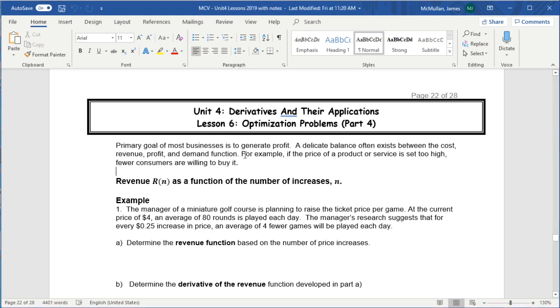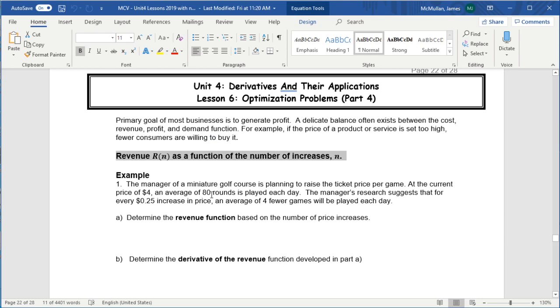First of all, I think it's a good idea to just review how you would have done this in grade 10 and maybe also in 11 and 12, depending on how you were taught it, which is to think about the revenue function as a function of n, where n is the number of increases or changes to the price.